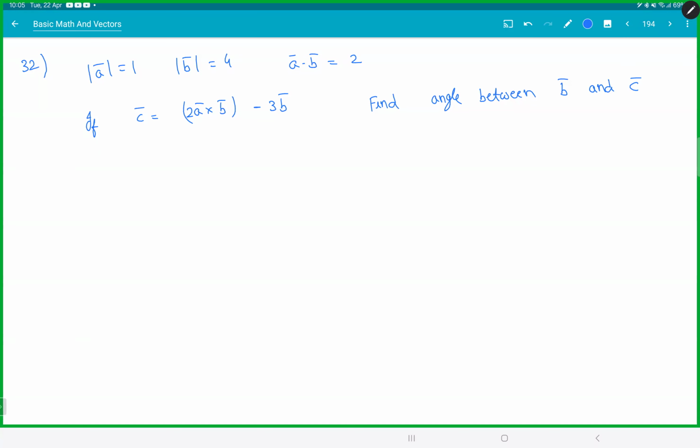This is a time where you can chill out a bit for the next 1 or 2 months, and then things will be different. The angle between A and B is coming 60, but I want the angle between B and C. A and B is easy to find. A dot B is given, mod A, mod B is given. I want the angle between B and C. Try. I'll give another 2 minutes. It's okay if you don't get an answer. Don't worry about the answer part. If there are 10 steps in a problem, figure out 1 or 2 or 3 steps. That's it. That is your job.